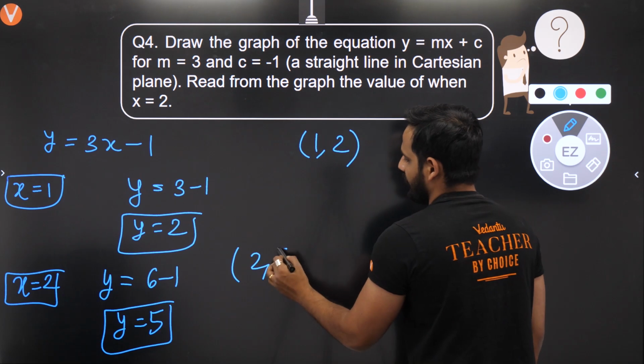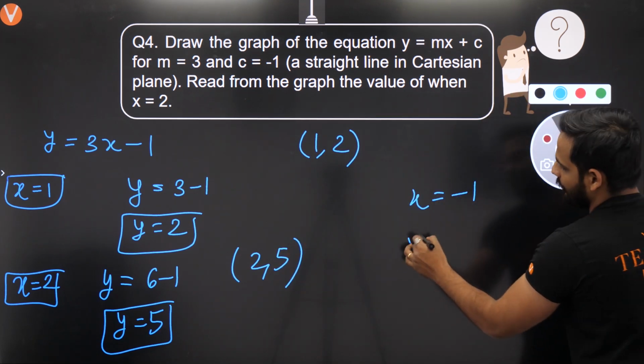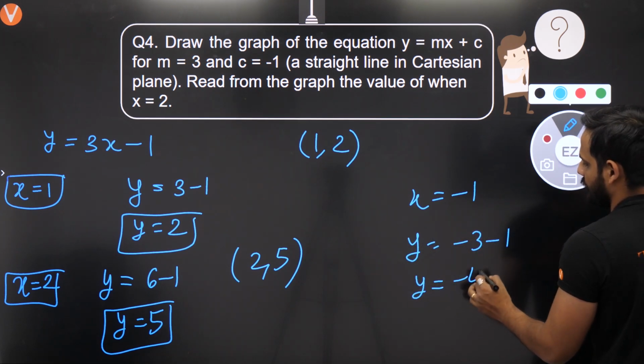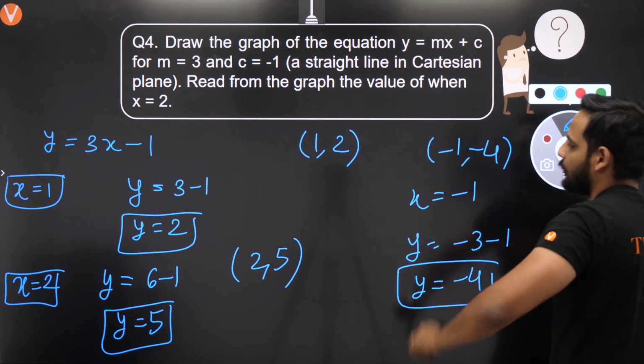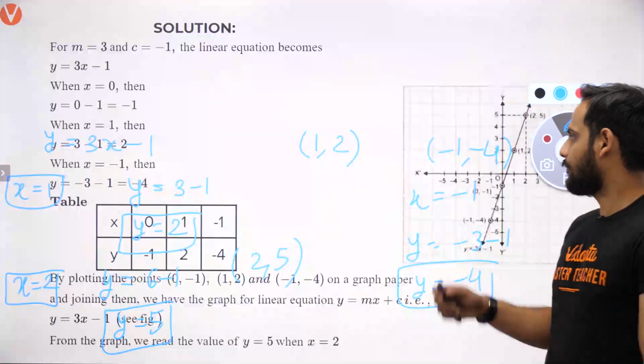So 2 comma 5. And one more point, let's say put x is equal to minus 1. So in that case, y is equal to 3 into minus 1 is minus 3 minus 1. So y is equal to minus 4. So the 3 points you have got are minus 1 comma minus 4, 1 comma 2, 2 comma 5. Now you need to draw the graph and plot those points.